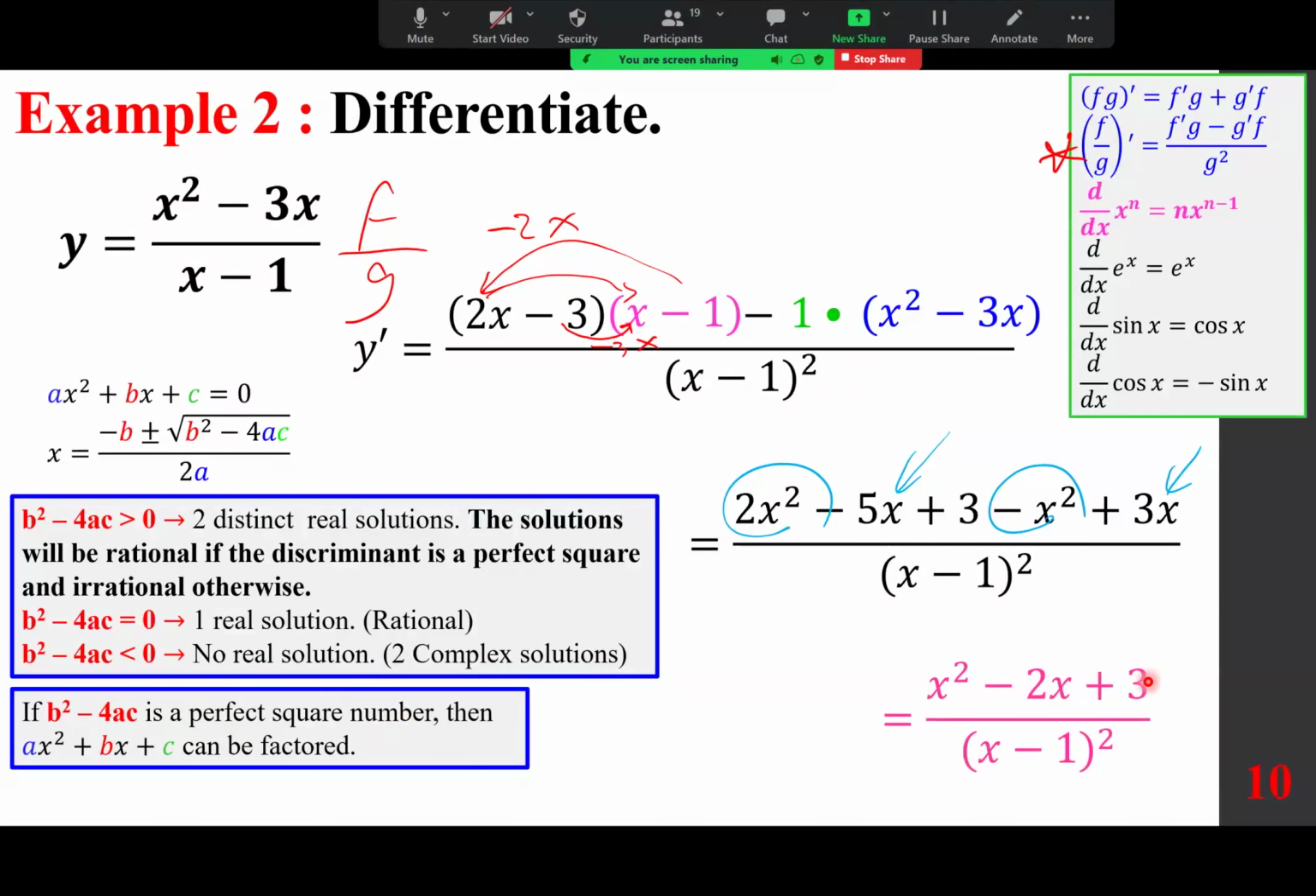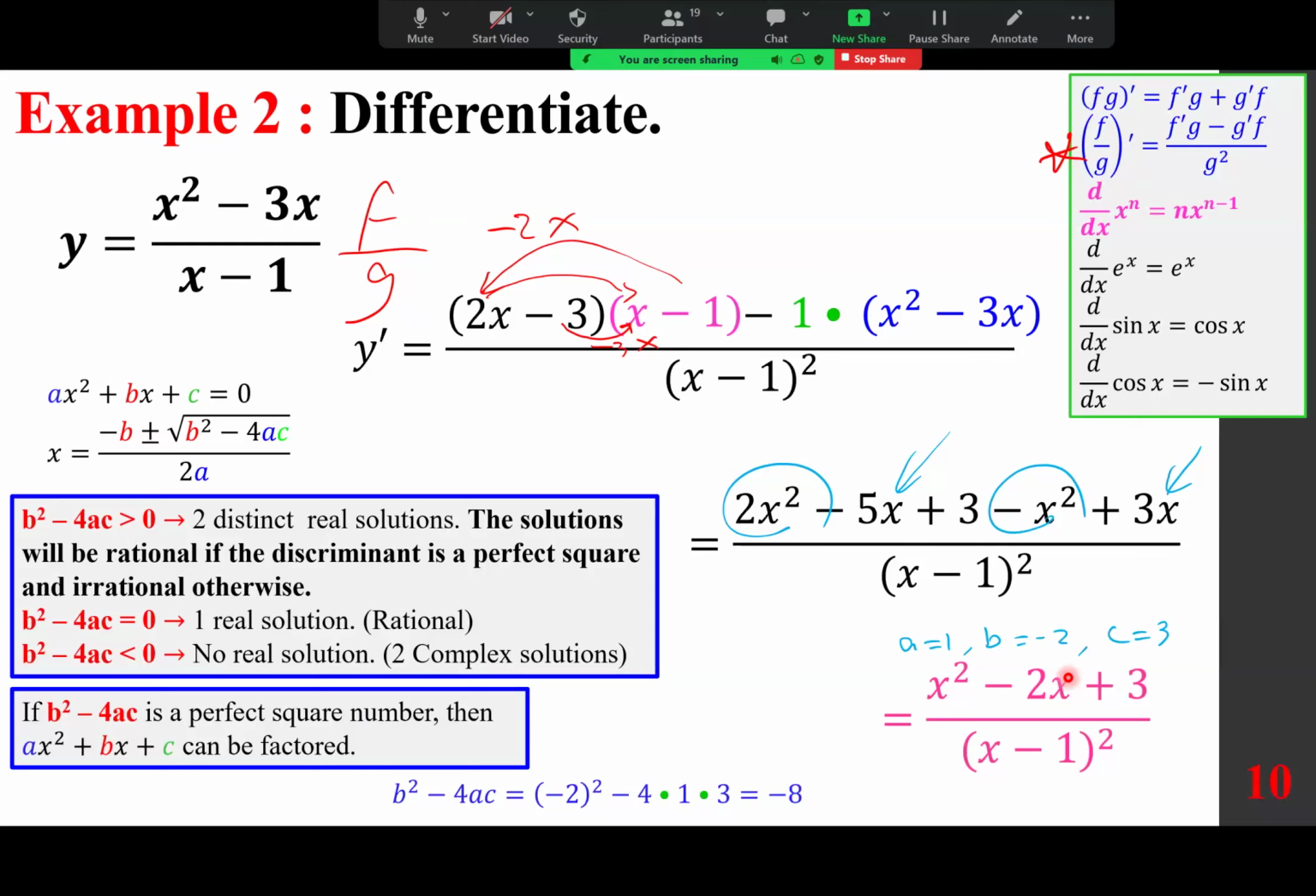So all you have to do is calculate this b squared minus 4ac for this expression, which means a is 1, b is negative 2, c is 3. So b squared minus 4ac, that means negative 2 squared minus 4 times 1 times 3, ends up being negative 8. And not only is it not a perfect square, in fact, it's a negative number. If you were to set it equal to 0, you would get two complex solutions, conjugate imaginaries.